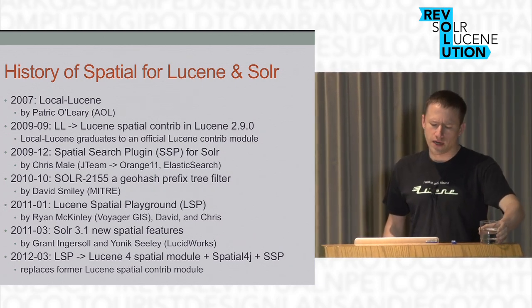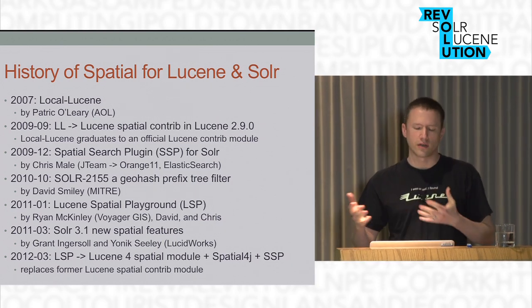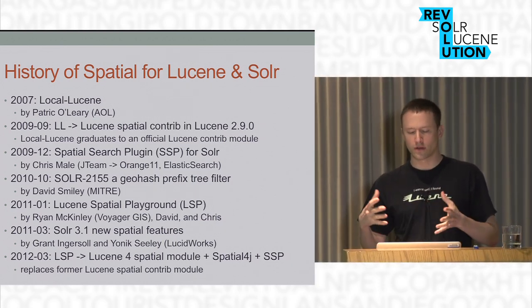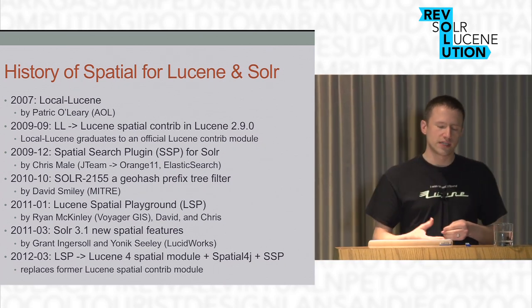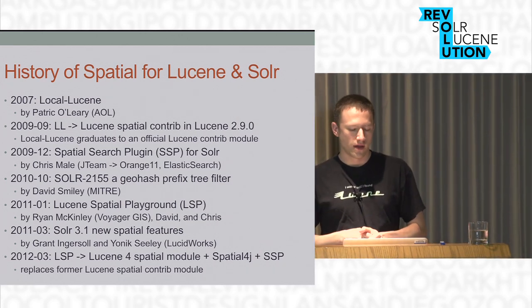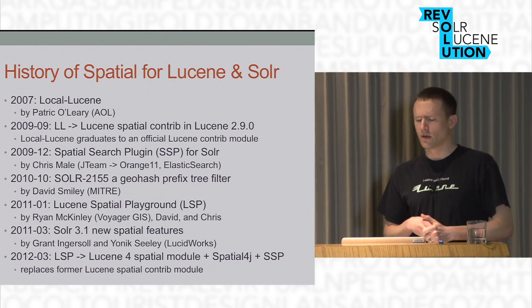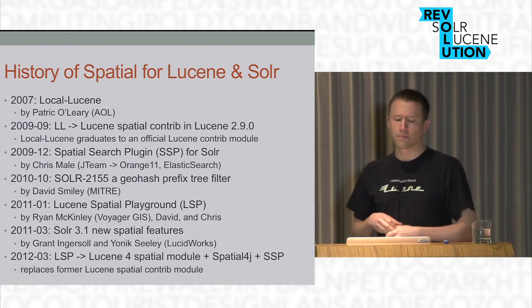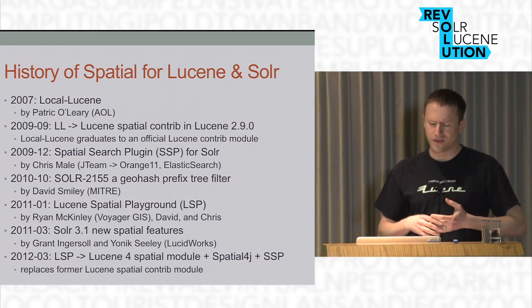Then there was somebody named Chris Male. Presently, I see him from time to time because we work in the spatial sphere. At the time, he worked for JTeam. That was then renamed to Orange 11. That was probably bought by somebody else. But anyway, there's something called the Spatial Solr Search plugin. That's a bit old at this point. That was for Solr 3, and it was somewhat based on Patrick's work, but it fixed certain bugs.